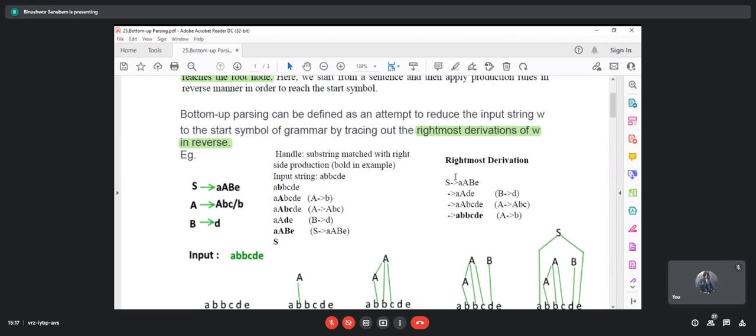So here we were just shown the rightmost derivation way of getting this input string. Everyone just see this rightmost derivation, and if you have a doubt, tell me.